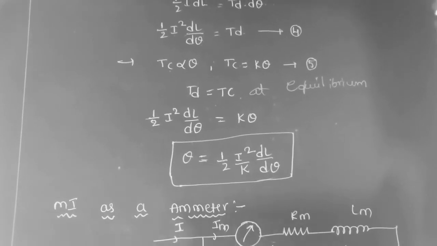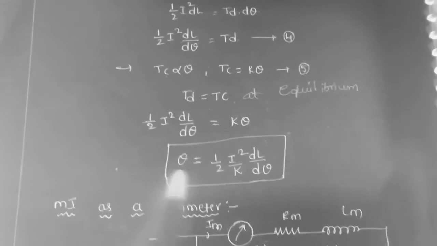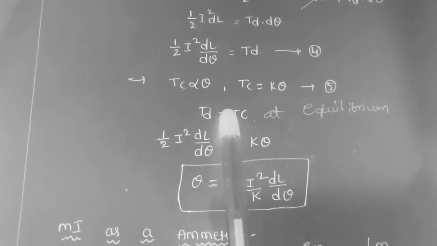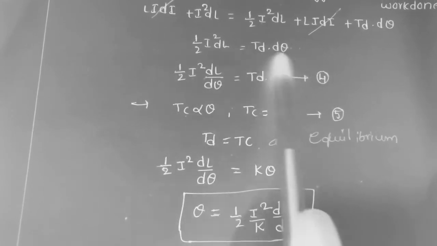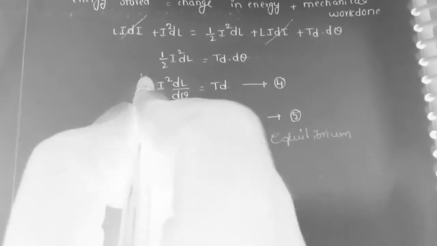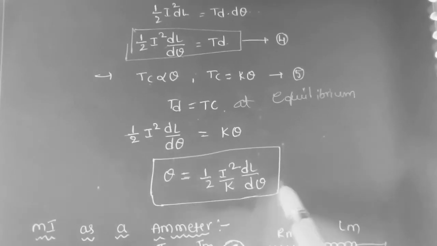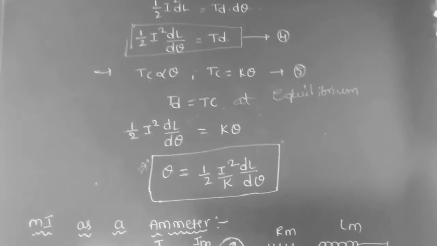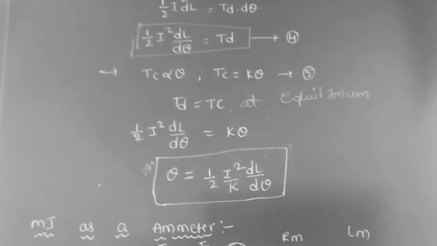This is very important. What is the deflection torque equation? Td equals half I square dL by d theta. This is the deflection torque equation. It is also important. Td equals half I square dL by d theta, and theta equals half I square by k dL by d theta; this is also important. If you know these formulas, you can do some problems.